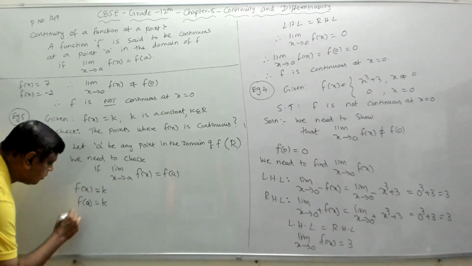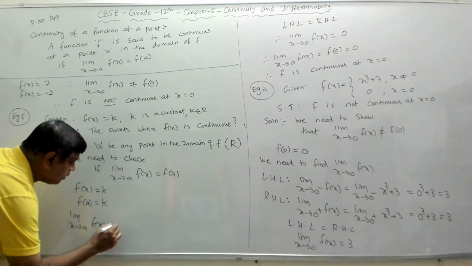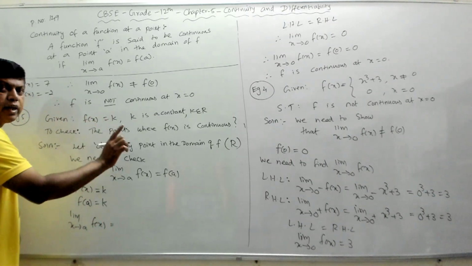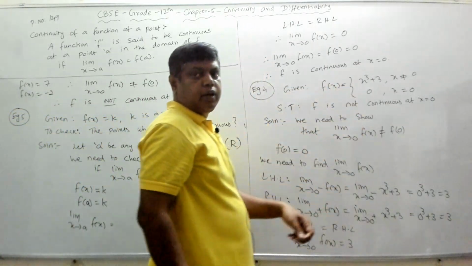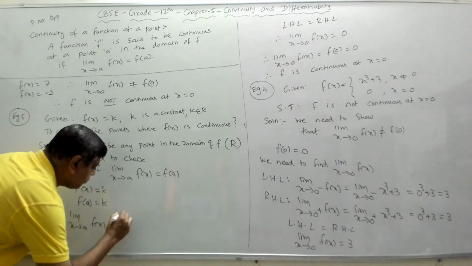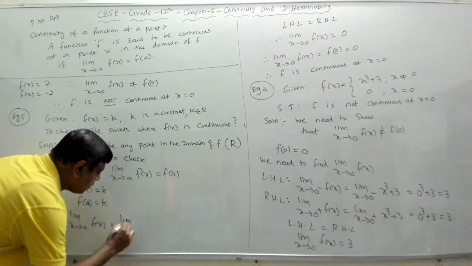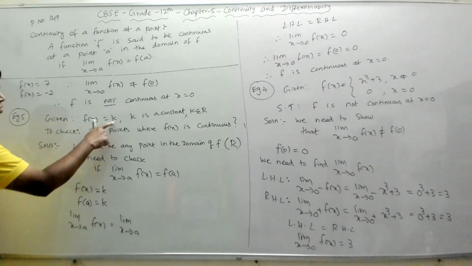Now let's try to find the limit as x goes to a. Here we don't have to worry about left hand limit and right hand limit, because the definition of the function is only one. F of x is k. There's no two definitions like this. We can directly go and find the limit. So limit x goes to a, f of x is what? The value of f of x is k. So I'll put k.